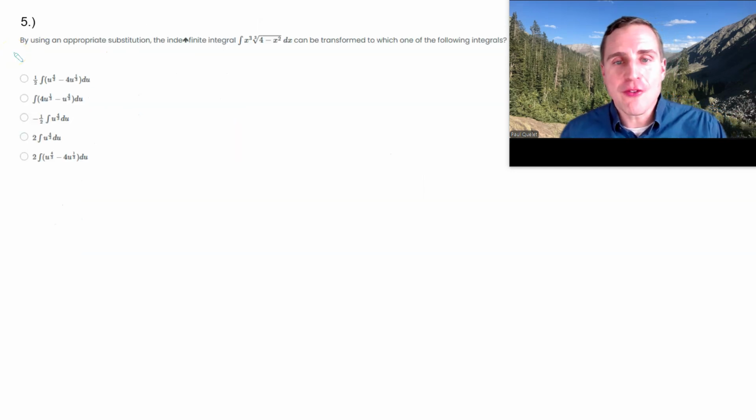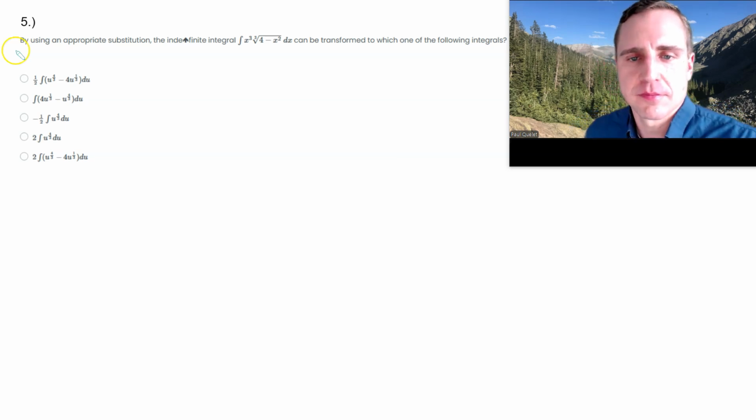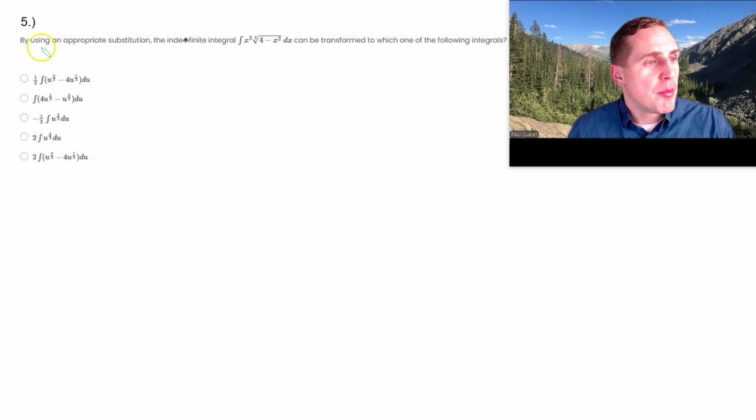Okay, so for number 5, we have a u-substitution problem, but it's kind of a difficult example of a u-substitution. Okay, so this says, by an appropriate substitution, the indefinite integral of x cubed times the cube root of 4 minus x squared dx can be transformed into which of the following integrals?